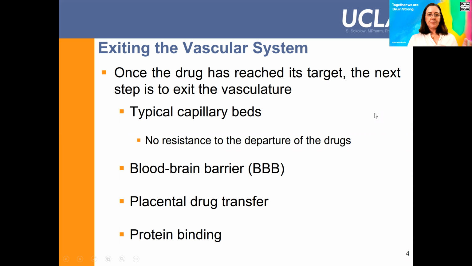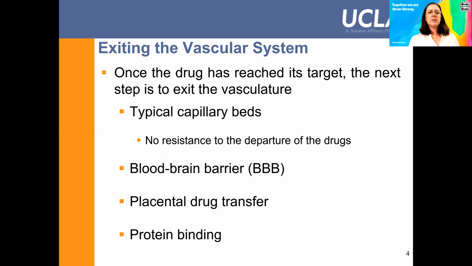And once the drug reaches the target, the drug has to exit the vascular system. So to exit the vasculature, they have to exit the capillary bed. And if you remember from the last module, we talked about the capillaries having those little gaps in between cells, and that doesn't really constitute a barrier to absorption when it was going from the GI to the circulation. And here you have it going from the circulation to the target organ. So it's the same thing. It doesn't really constitute a barrier to be transferred to the target site.